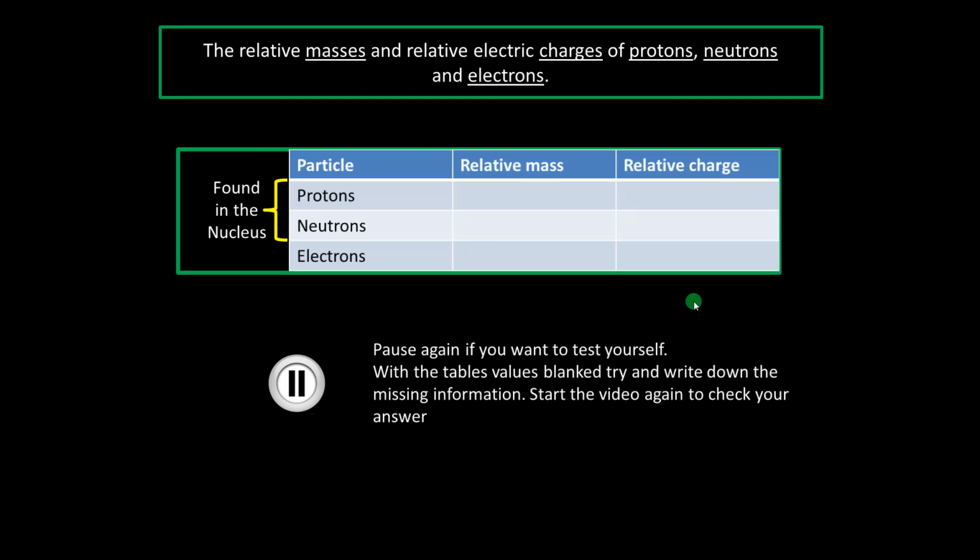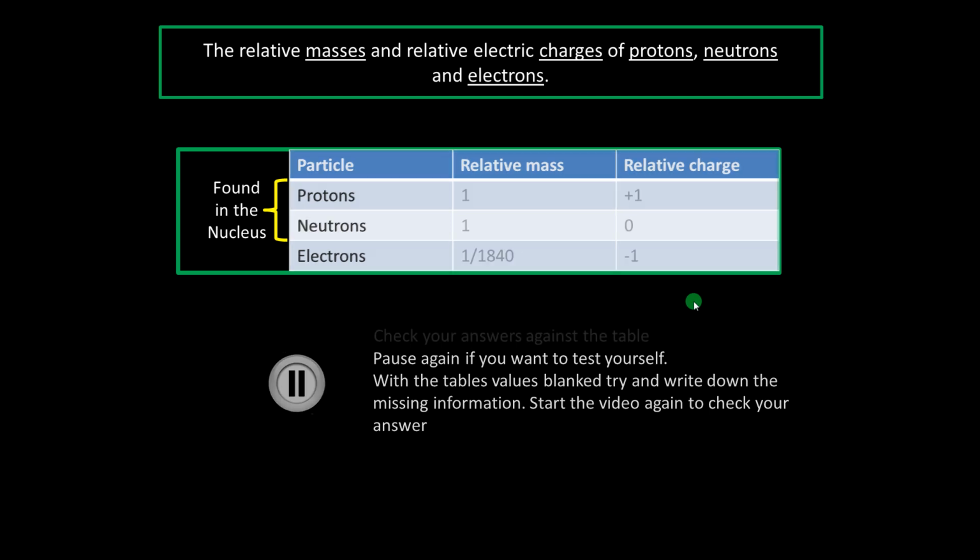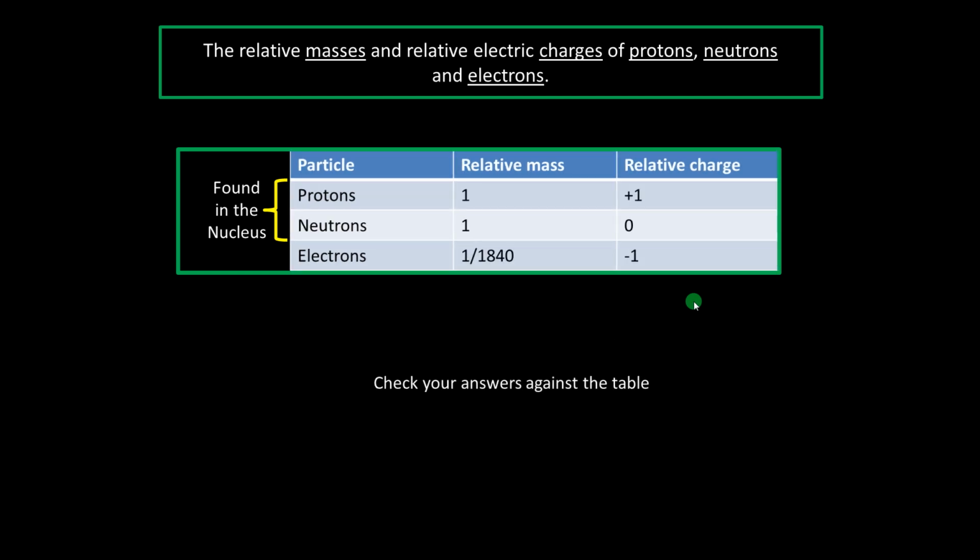Okay, so the values have gone now. Try and write the table out again and pause the video while you do that, and we'll check the answers afterwards. Okay, so just take a few seconds to check your answers against the table and we'll move on to the next section.